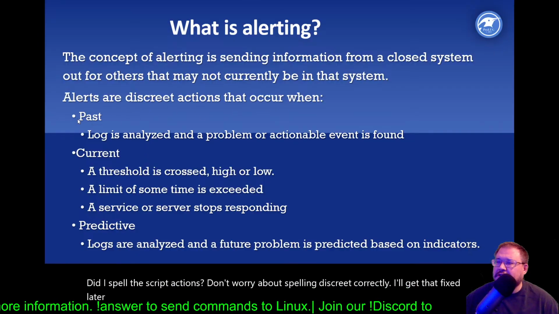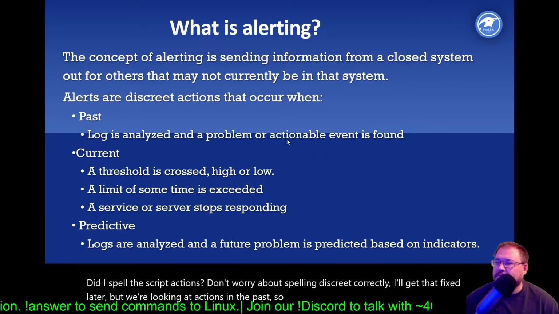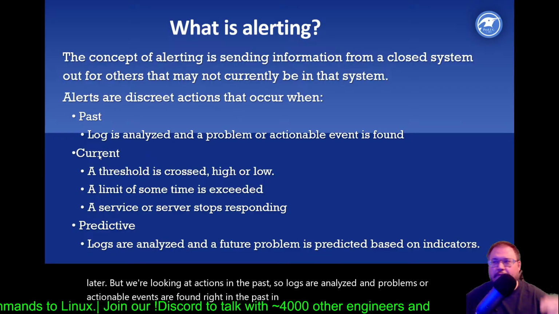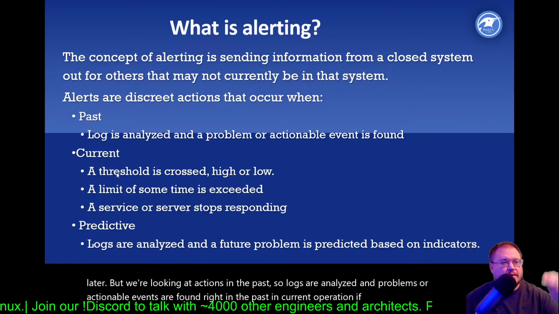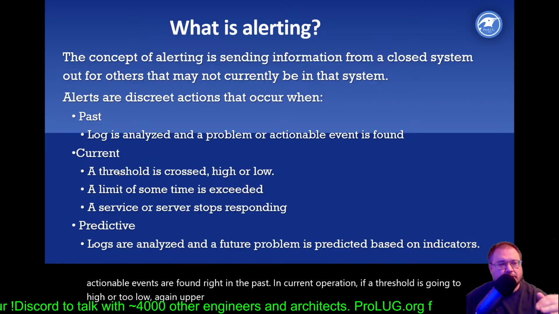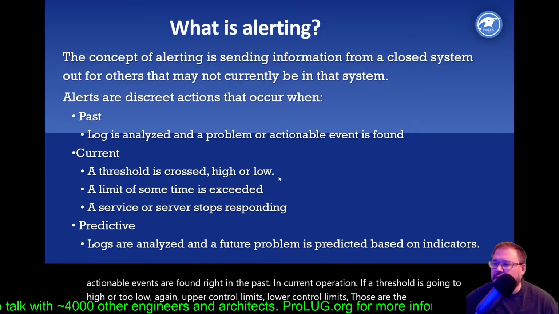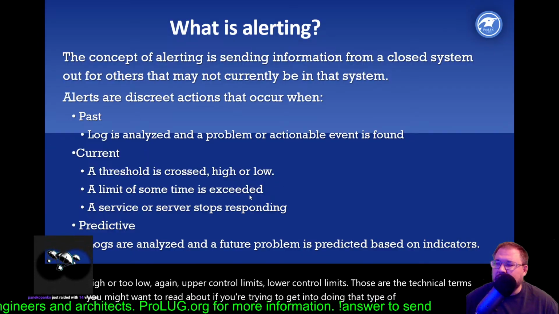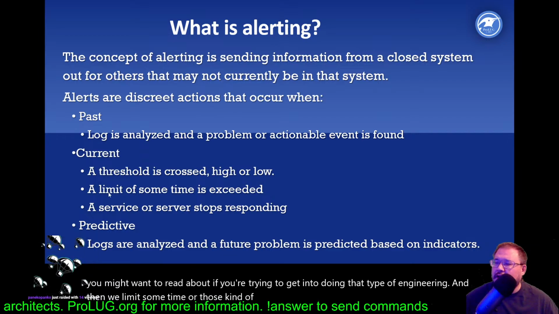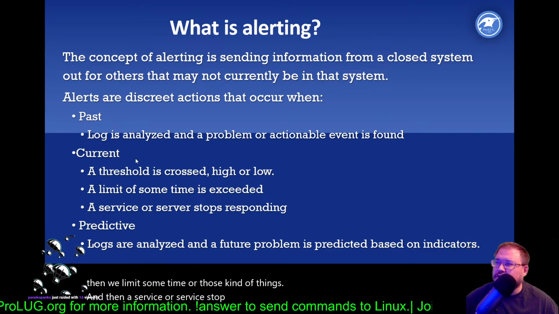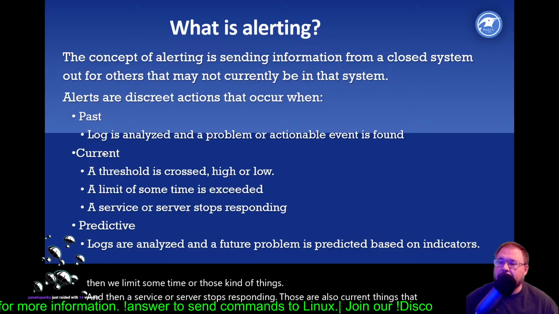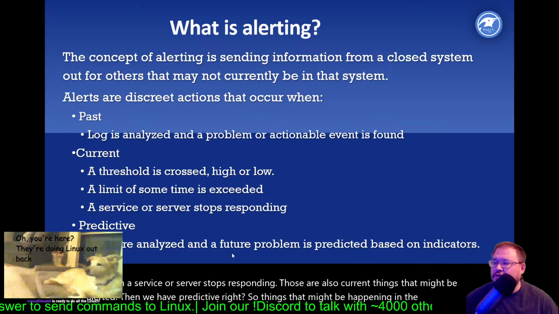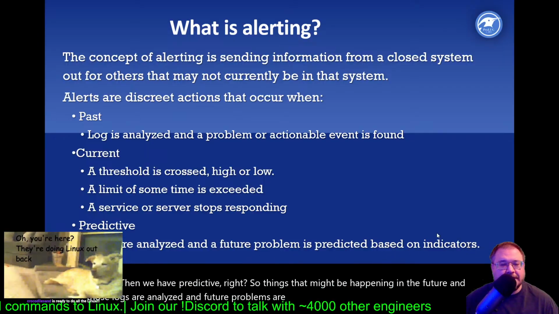But we're looking at actions in the past. Logs are analyzed and problems or actionable events are found in the past. In current operation, if a threshold is going too high or too low, again, upper control limits, lower control limits, those are the technical terms you might want to read about if you're trying to get into that type of engineering. And then a service or server stops responding. Those are also current things that might be alerted. Then we have predictive, right? Things that might be happening in the future, where logs are analyzed and future problems are predicted based on indicators.